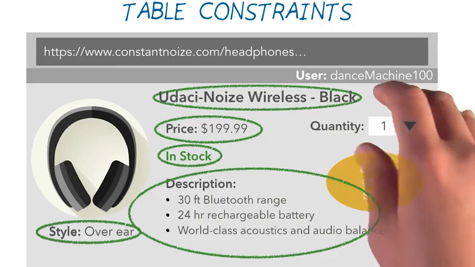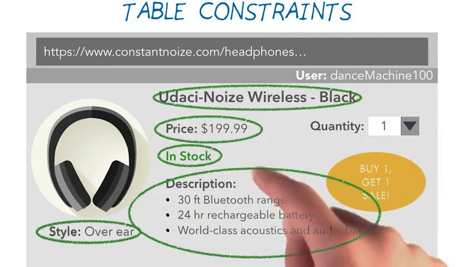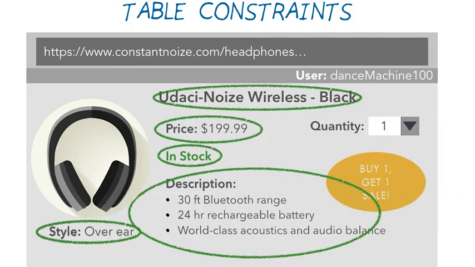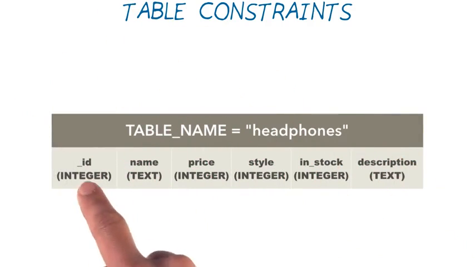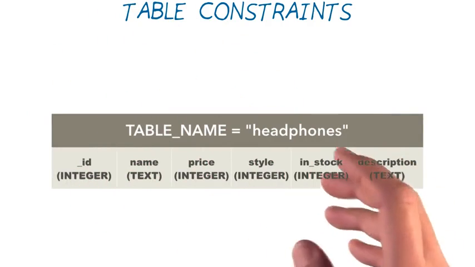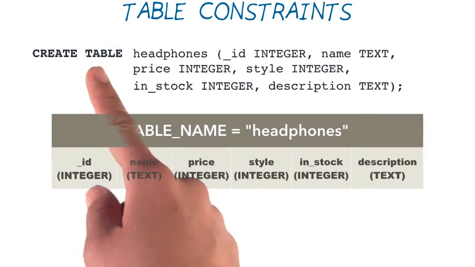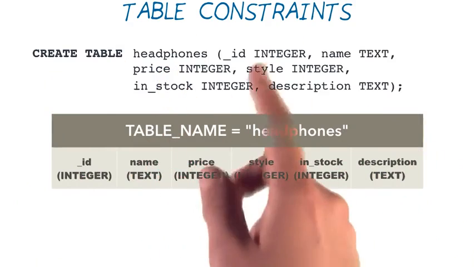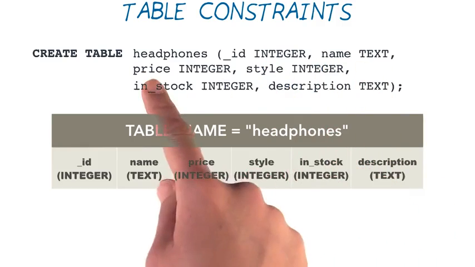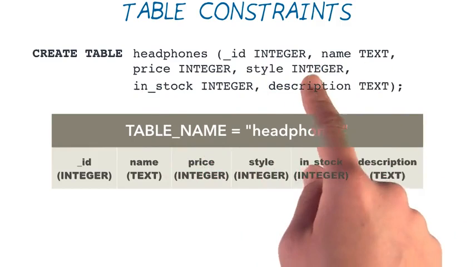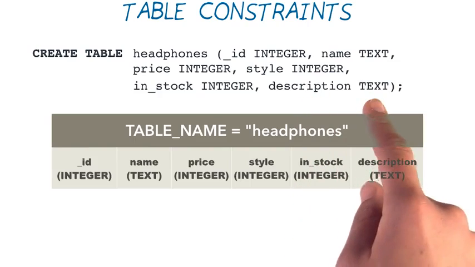With our headphones, remember there were 5 attributes we want to store: the name, the price, whether or not it was in stock, the description, and the style. I've taken those 5 attributes and put them as the columns in this table, as well as included the ID column. To create our headphones table, we need to use this statement. Create table with the table name headphones, and here would be the columns: ID, which is an integer, name, which is text, price, which is an integer, style, which is an integer, in stock, an integer, and lastly description, which we'll store as text.